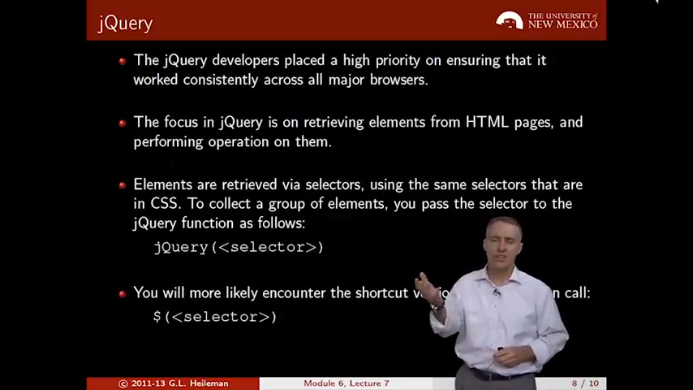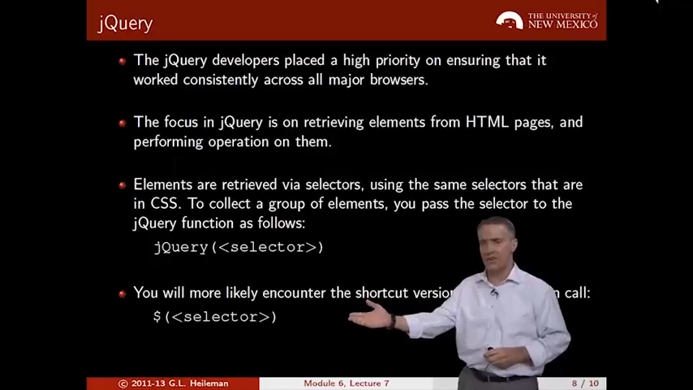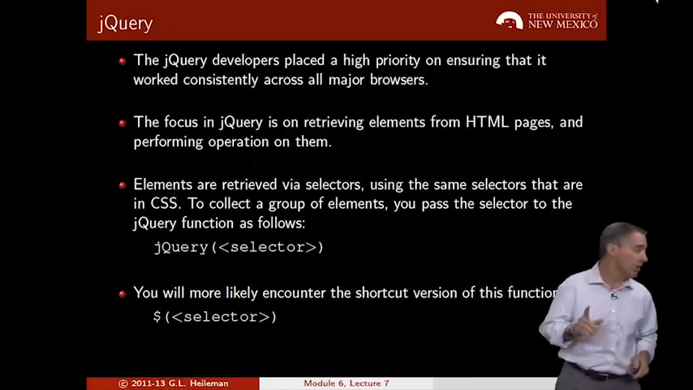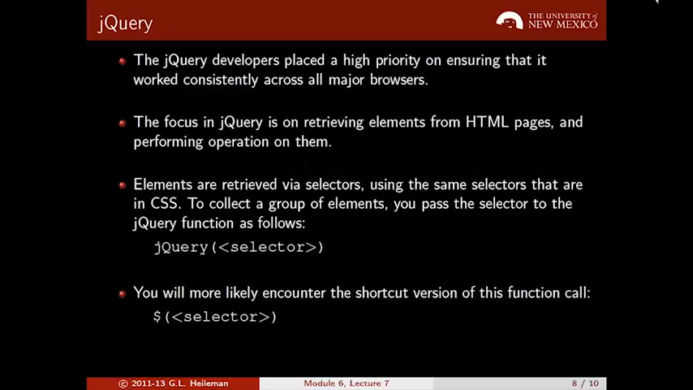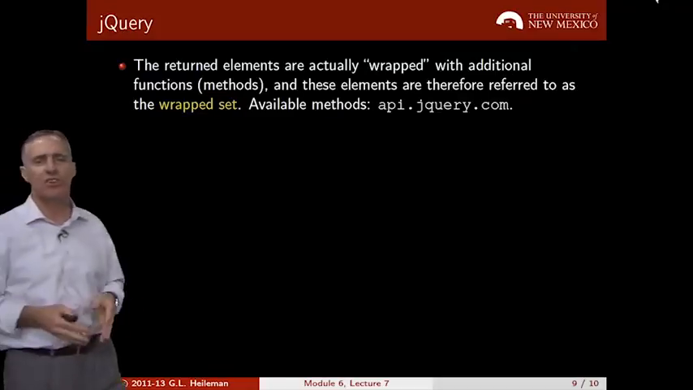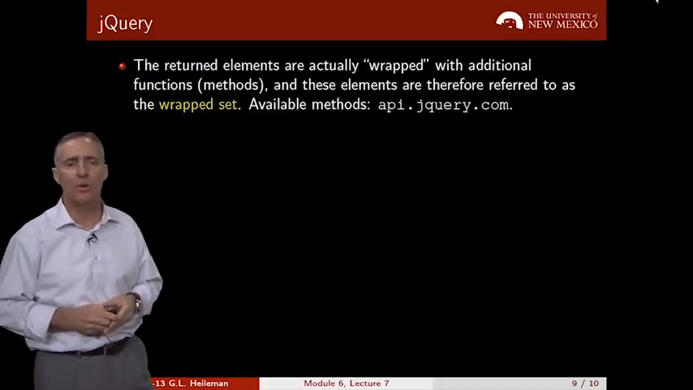What I show you here, the jQuery selector and the $ sign selector, are the same thing. They're calling the jQuery JavaScript library. Let's take a look at an example. The elements that are wrapped with additional functions or methods are referred to as the wrapped set, and you can find all of the methods that are available to you at api.jquery.com.